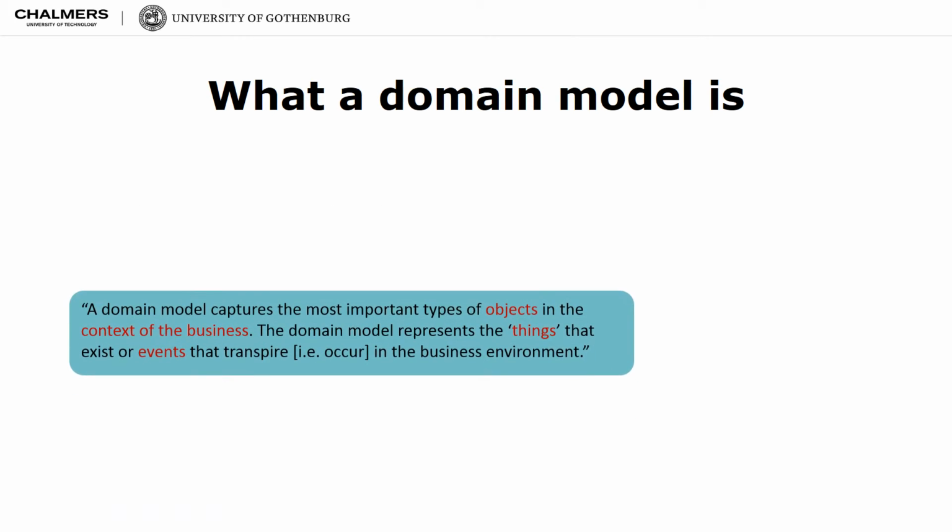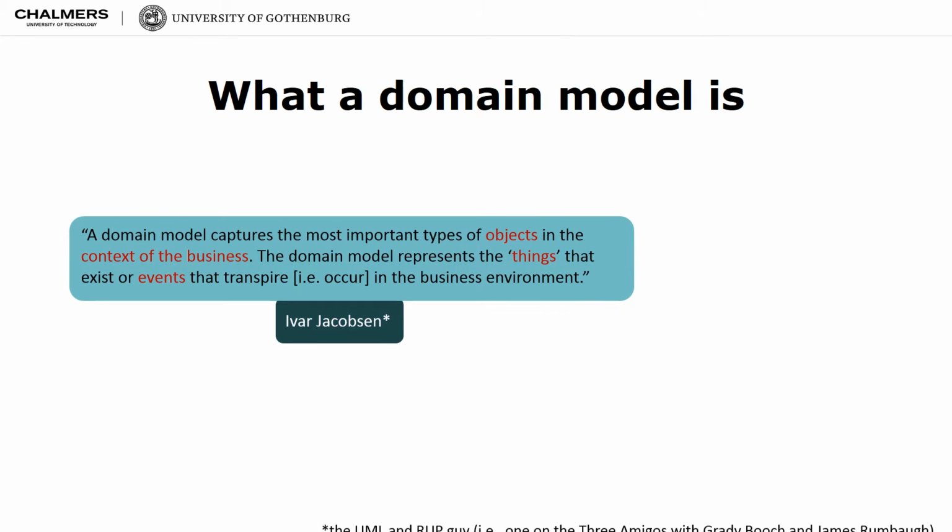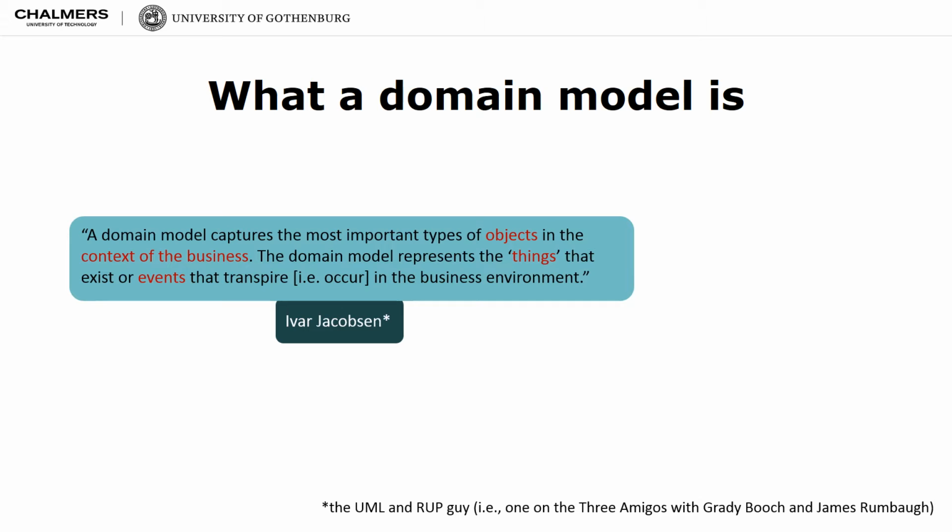Let's begin with a definition of what a domain model is, and this definition comes from Ivar Jacobson. He's the guy behind the UML notation and the Rational Unified Process. According to his definition, a domain model represents the important concepts in the context of a business. Concepts could be either things or events that happen in a business environment. For instance, if we consider a very simple, naive example of a car dealership, things in that business environment would be cars, and events that happen in that business environment would be, for instance, the sale of a car.